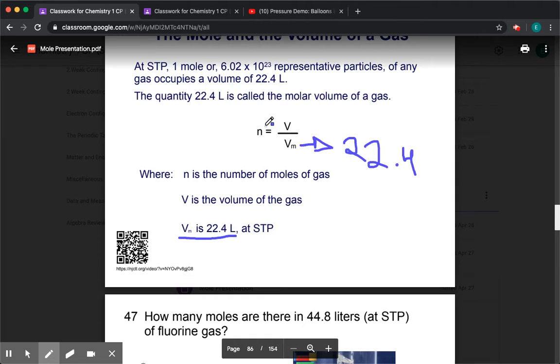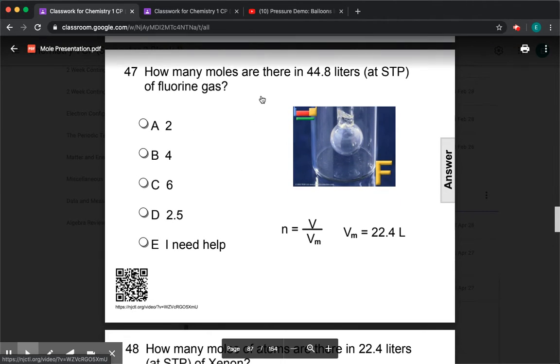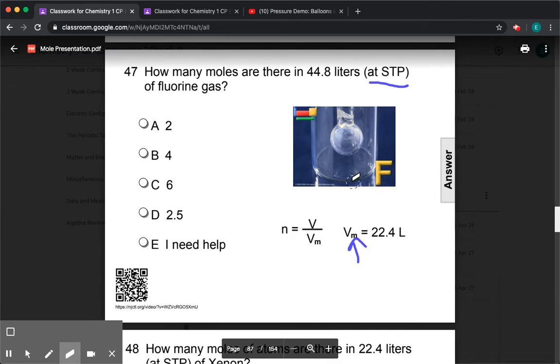And now let's practice using it. Let's apply it. How many moles are there in 44.8 liters at STP? You're going to see this a lot, okay? They're going to specifically tell you that it's at STP more often than not, because, as we learned, temperature and pressure do affect your gases. If we're not at STP, technically, we can't use this. If we were not at STP, Vm would not be 22.4. So that's why they have to reference that.